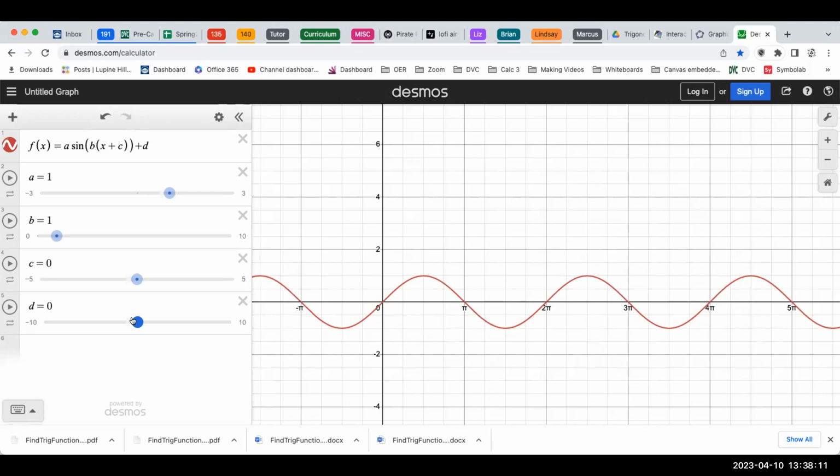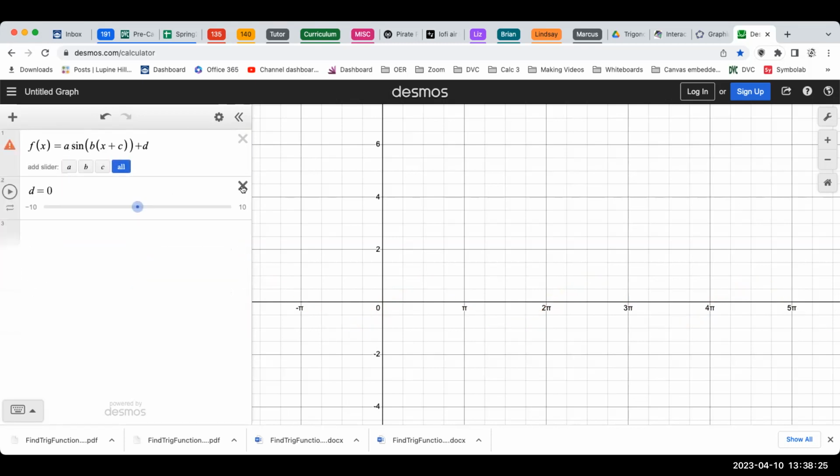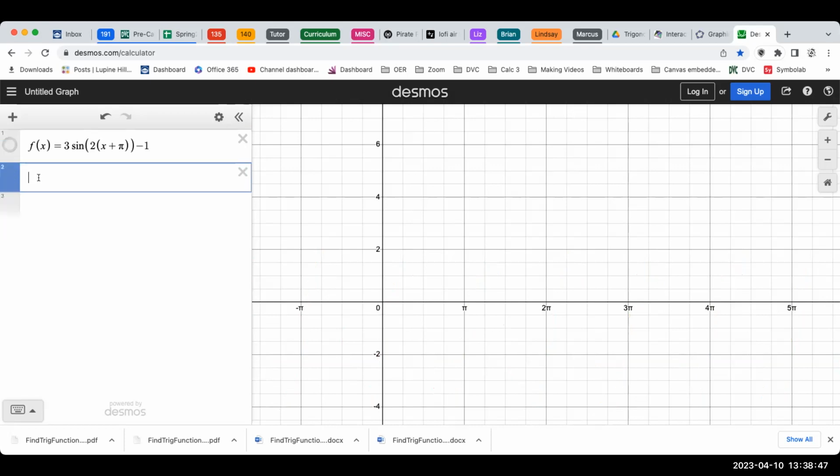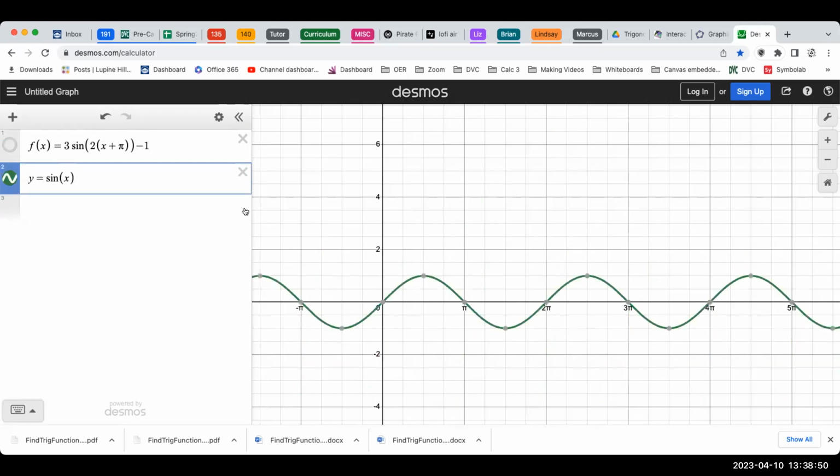Whoops. Sorry, my iPad turned off on me. Okay, so now let's see what happens if I make, let me get rid of these. Let's make A 3. Let's make B 2. C, let's make it be pi. And then D, let's make it be -1. So here's sine of x. Okay.